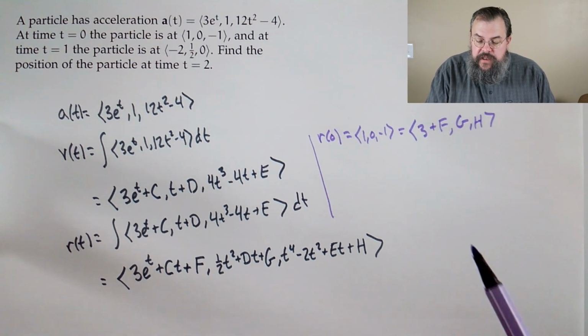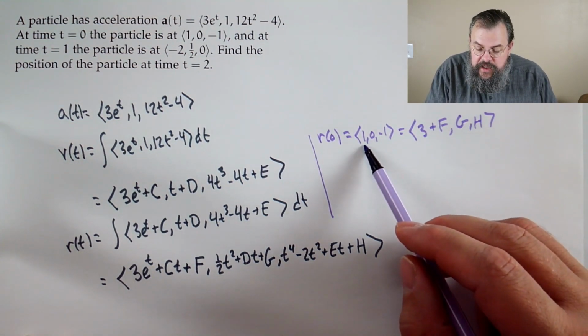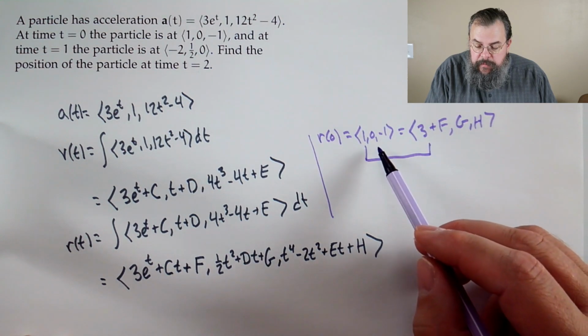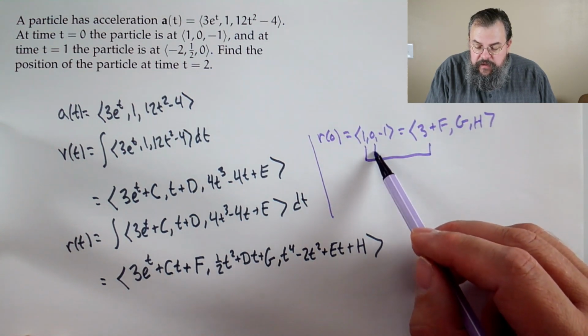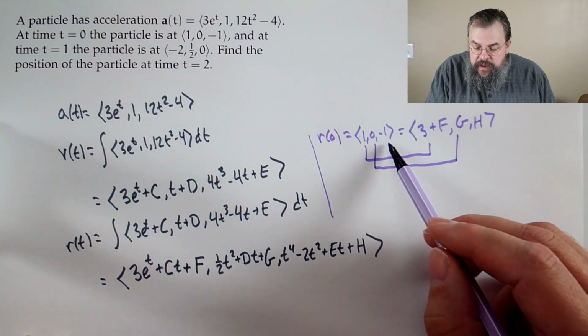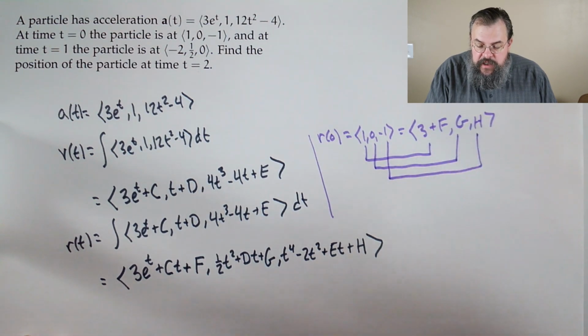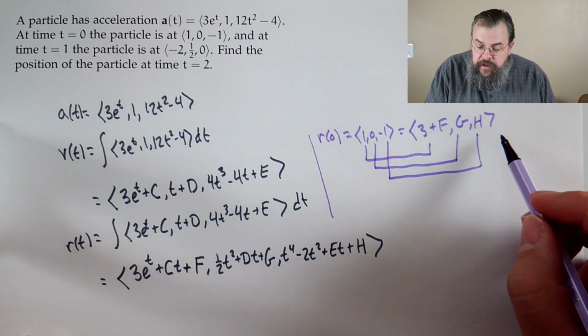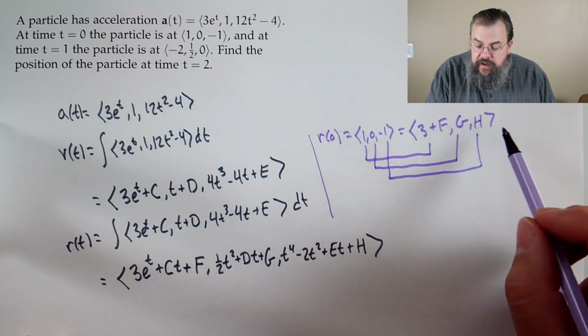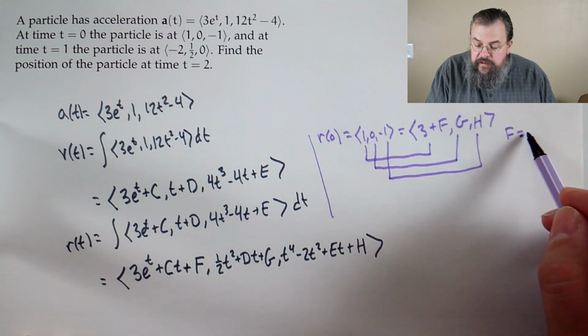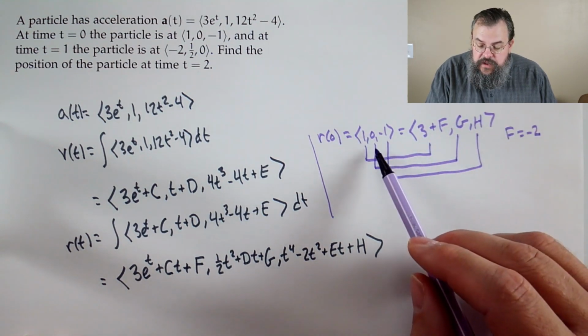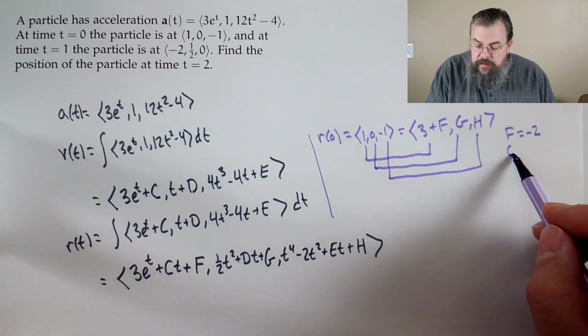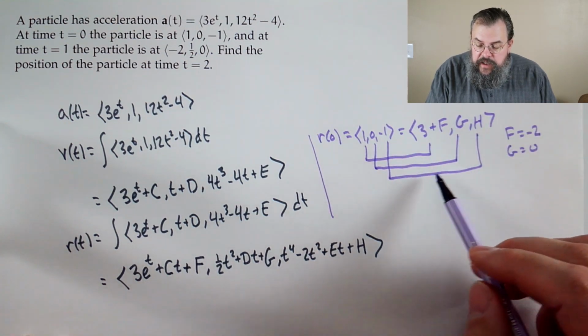Now, the key here is just to say, hey, entries match. So, for example, 1 is going to match with 3 plus f, 0 is going to match with g, and −1 is going to match with h, and so we can solve. So, since 1 is 3 plus f, that tells us that f is −2. Since g has to match with 0, g is 0, and h has to be −1.